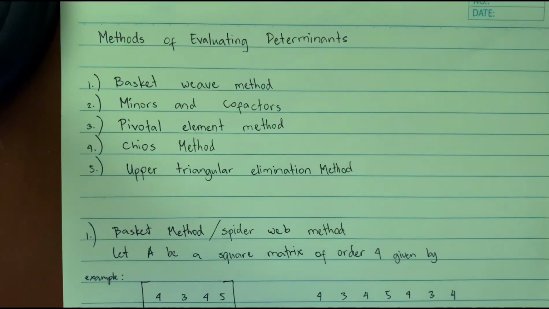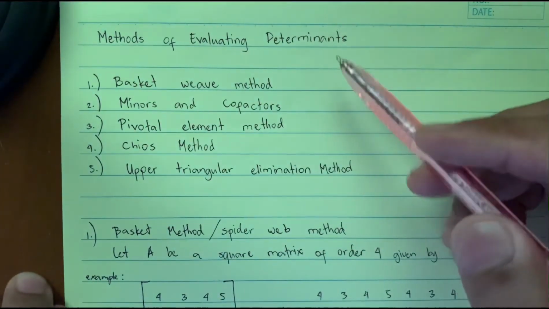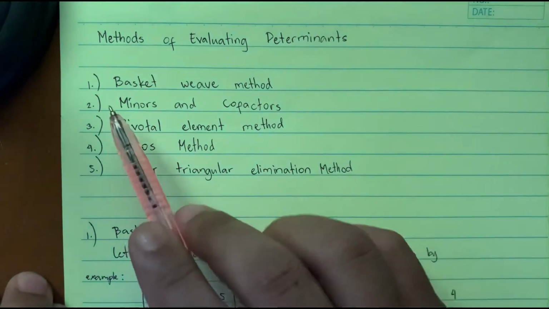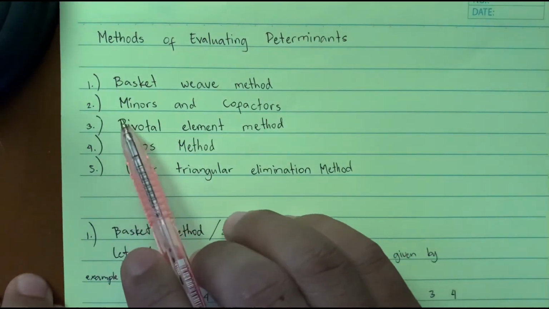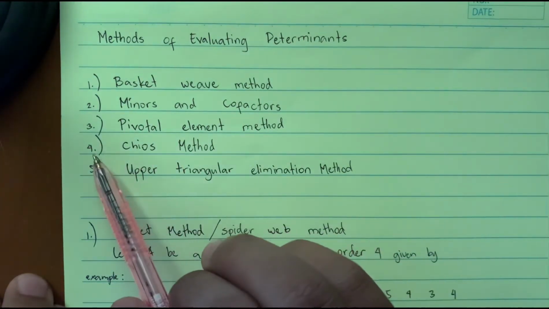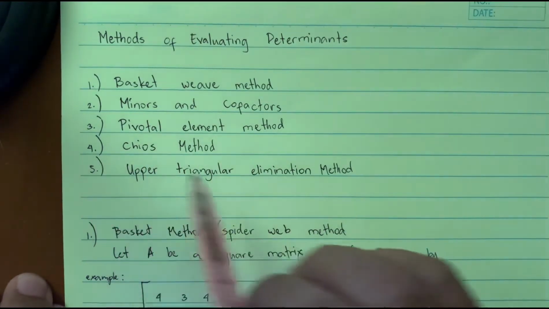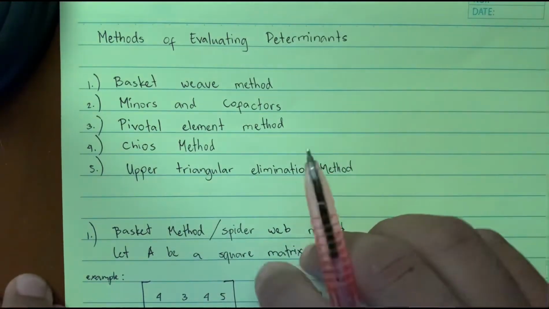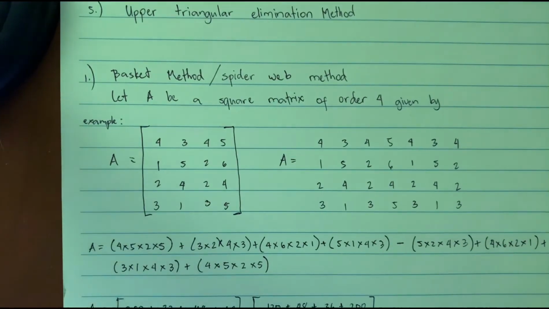Okay, let's proceed to our next topic, methods of evaluating determinants. There are 5 methods of evaluating the determinants. Number 1 is basket weave method. Number 2, minors and cofactors. 3, pivotal element method. GS method, upper triangular elimination method. Number 1, basket method or spider web method.